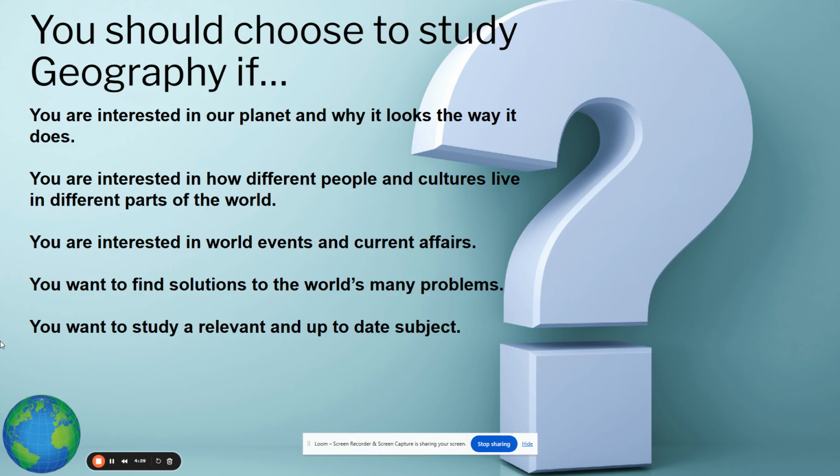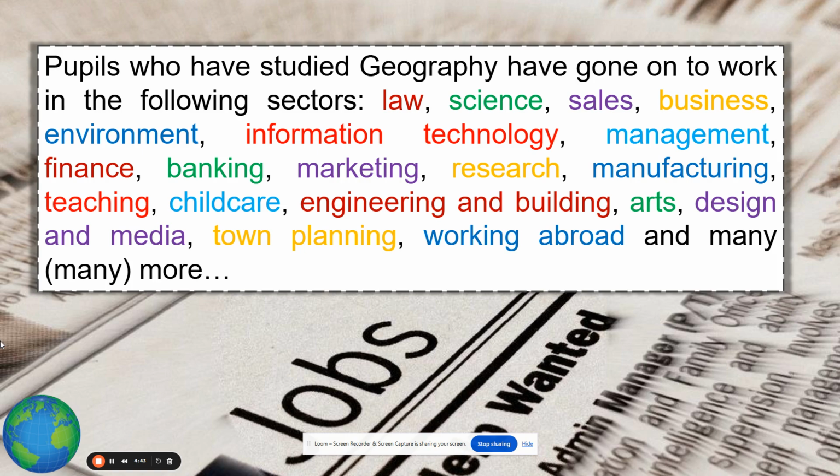So you should choose geography if you want to do something that's relevant, up to date, that includes lots of current affairs of different things that are happening, and you're interested in our planet and why it looks the way it does. Students who have studied geography at GCSE have gone on to lots of different employment sectors, from law to engineering to design to architecture, and many more work abroad and in the travel industry, for example, and in finance.